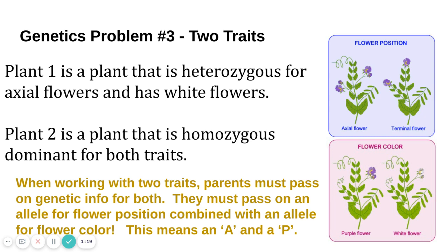We're going to be crossing two plants. Plant 1 is a plant that is heterozygous for axial flowers and has white flowers. Plant 2 is a plant that is homozygous dominant for both traits. When working with two traits, parents must pass on genetic information for both traits. This means they must pass on an allele for flower position, as well as an allele for flower color. So we'll need to put those two alleles together when we represent the gamete combinations that they could pass on.